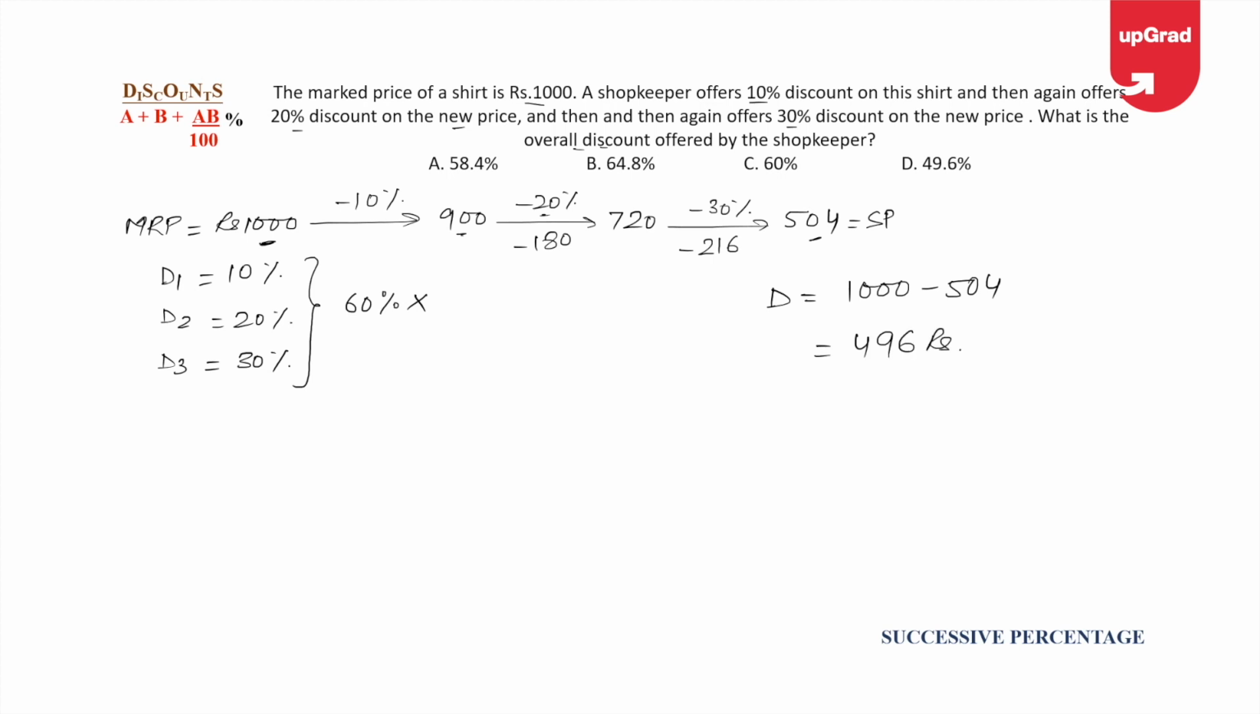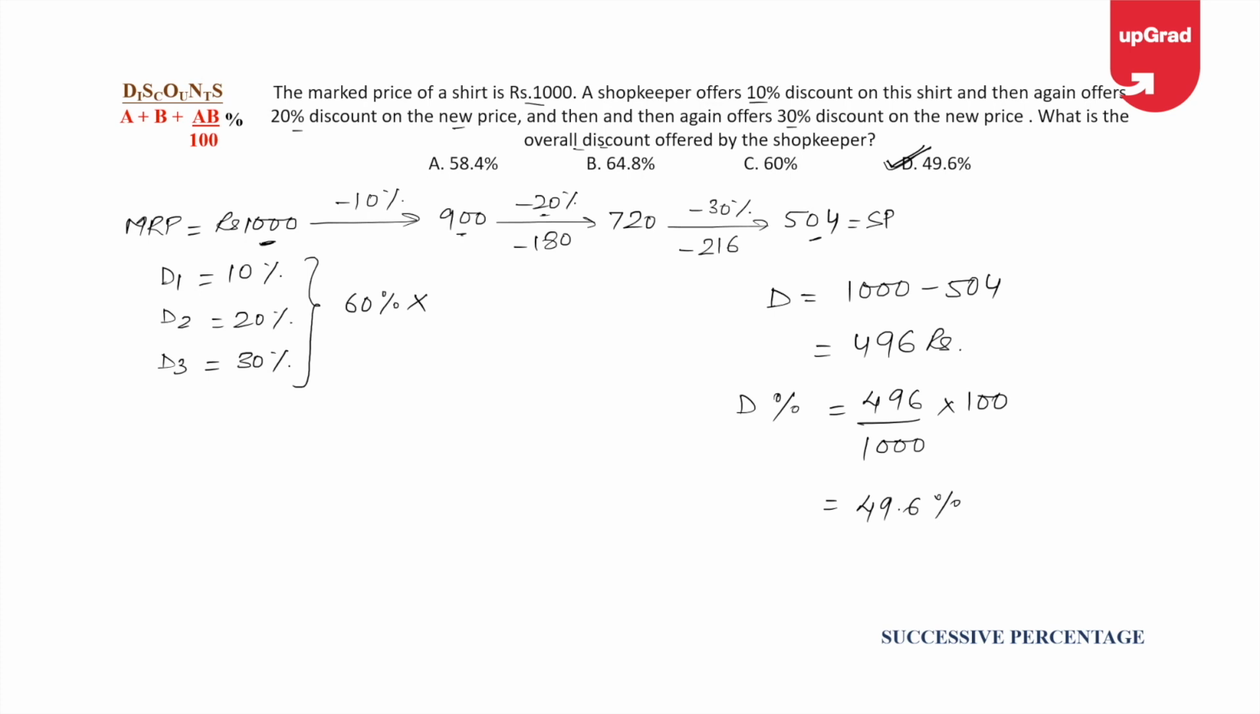Now in terms of percentage, that is percentage discount, obviously 496 divided by the MRP, and hence, it is multiplied by 100 to calculate percentage. So it gives me 49.6% of discount, which is my option number D. Now, this is my conventional method.